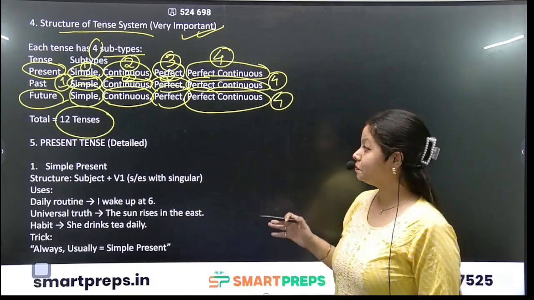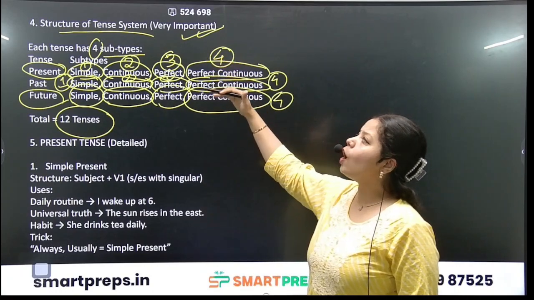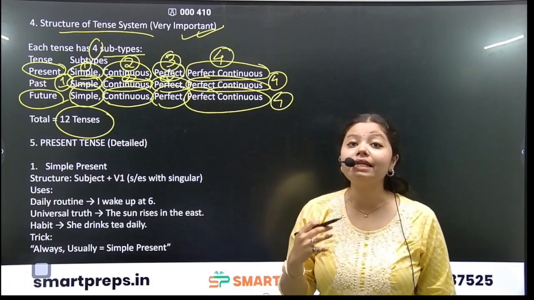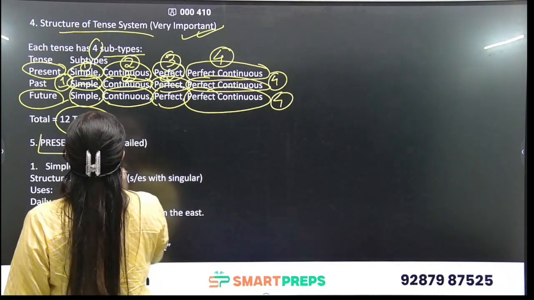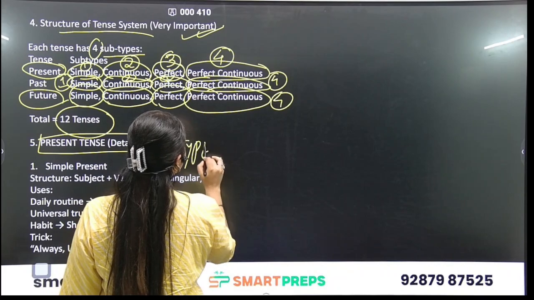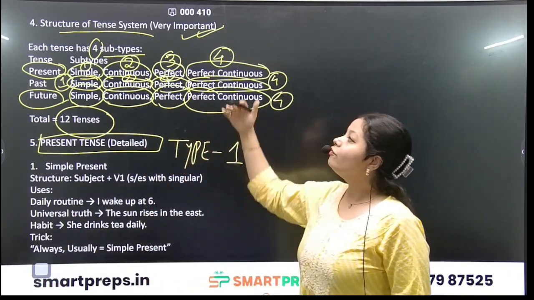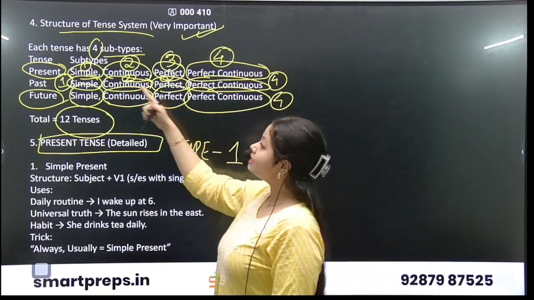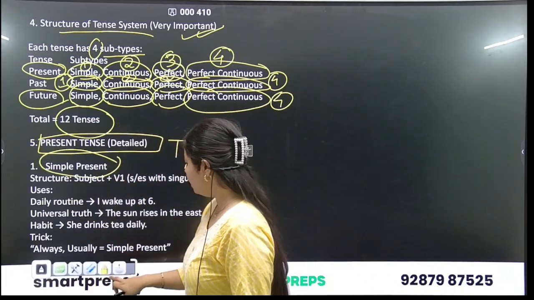All right. Now that we have understood each of the subtypes of each of the tenses, let's understand in detail, one by one. First we were talking about the present tense, which was type 1. There were four various types of present tense. The first type of present tense was what? Simple present.